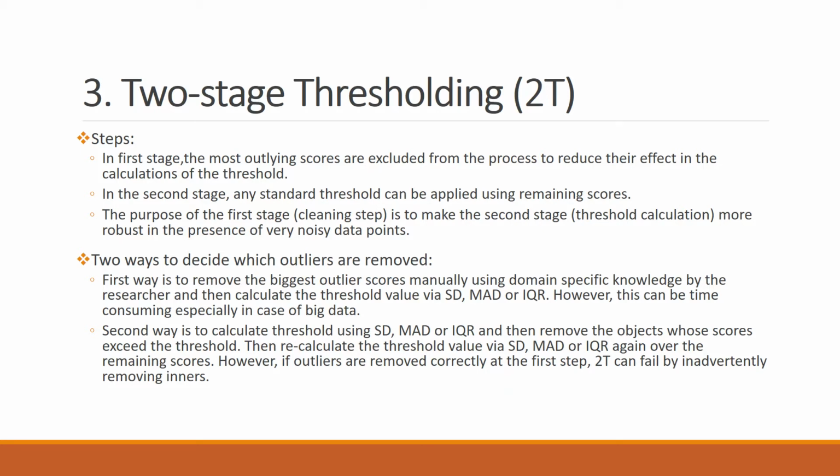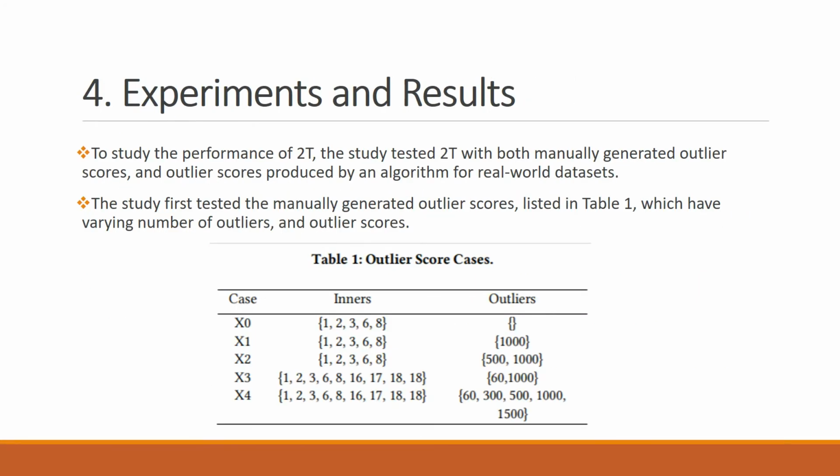However, if outliers are already removed at the first step, the two-stage method can fail by inadvertently removing inliers instead of outliers. We will be removing required data in the second stage if the amount of outliers is very small. Therefore, the method can improve results when the data has a lot of outliers. Now, the researchers have done some experiments using the two-stage and traditional methods to prove its effectiveness. Let's look at that.